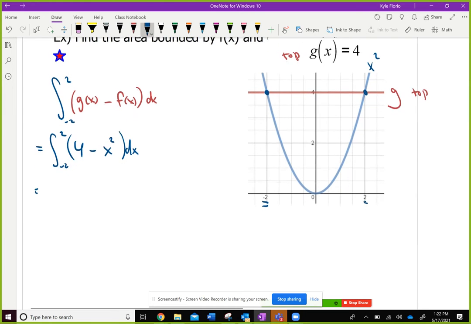All right. What do we get? Let's see. The antiderivative of 4 is 4x, and the antiderivative of x squared is 1/3 x cubed, from -2 to 2. By the way, now that we found the antiderivative, the integral sign is gone, right? We did that operation. 8 minus 8/3.